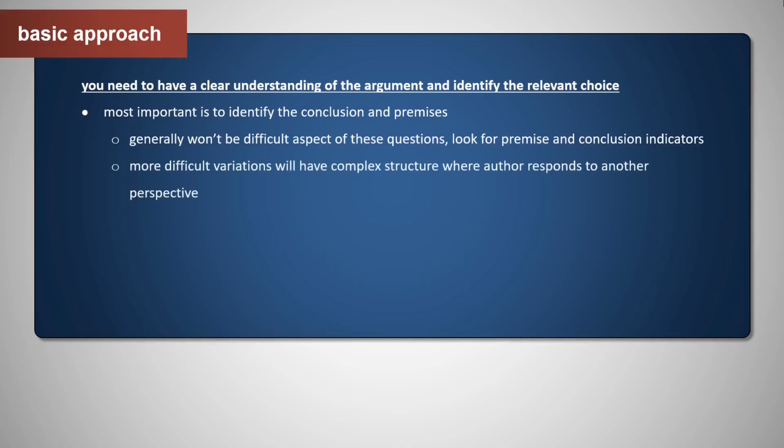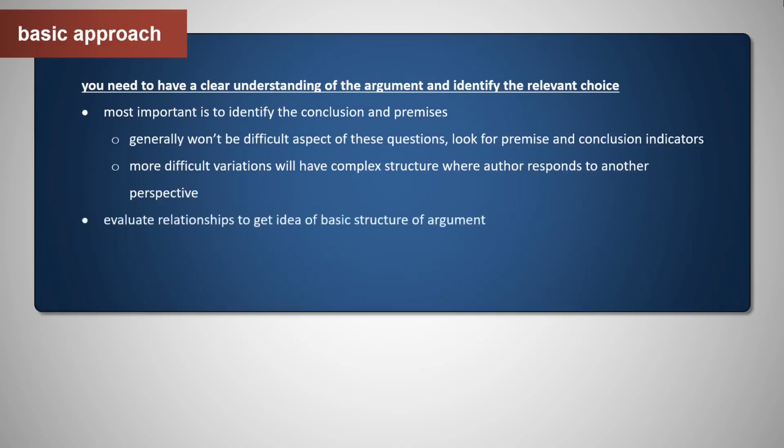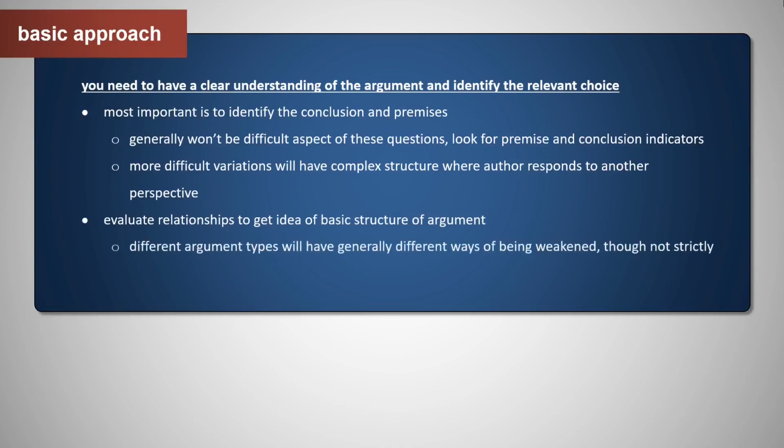The more difficult variations will have a more complex structure where the author responds to another perspective. And this, as I mentioned, is something that is very common on this test as a way of making the arguments more difficult. Basically, you want to evaluate the relationships to get an idea of the basic structure of the argument. The different argument types will have generally different ways of being weakened, though not strictly.